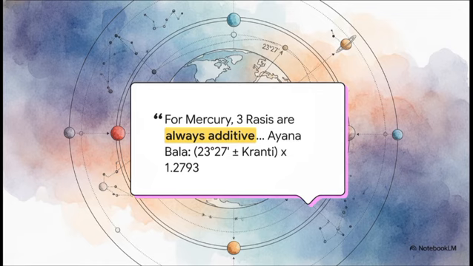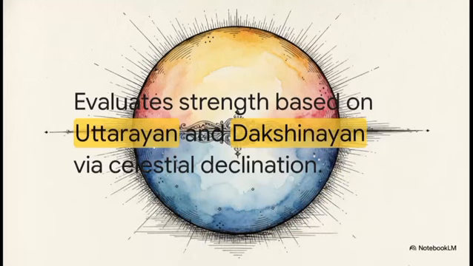Then you multiply it by a highly specific constant, 1.2793. This constant perfectly weighs the planetary power across the solstices and equinoxes. Astrologically and philosophically, this is just profound. It tells us that a planet's angular distance north or south of the celestial equator directly alters its actual capacity to project energy onto us.